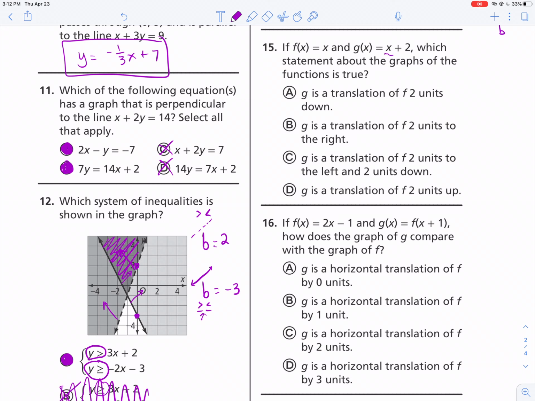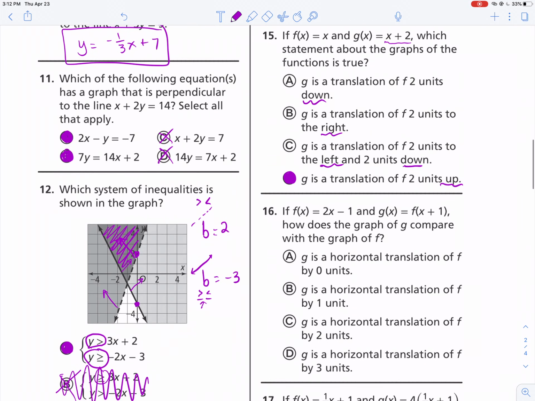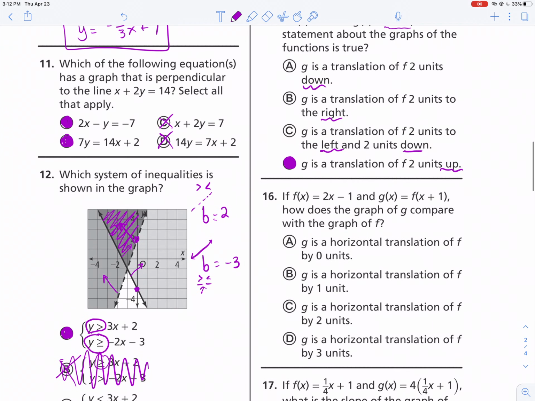Okay, looking at number 15, this is going to be our translations that we've had, and you've got to just remember, if I have an x plus 2, which way does it move it? Is it going to move it down? Is it going to move it right? Is it going to move it left and down? Or is it going to move it up? So a good way to check it is if you could graph it, and then add 2 to all of them. But in this case, it's going to move our graph up 2 units. All of our values are going to be 2 more.